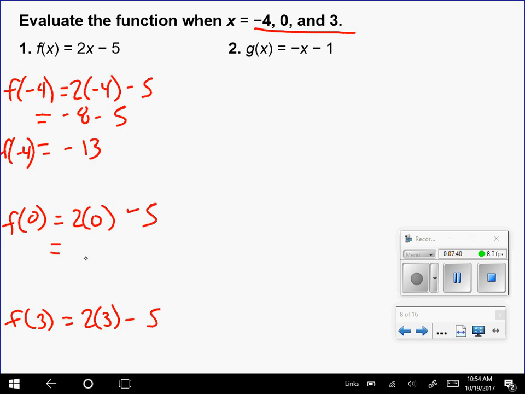2 times 0 is 0. Minus 5 would give me -5. So f of 0 is -5. And then 2 times 3 is 6. Minus 5 is 1. So f of 3 is 1. So all I did was take whatever my x value was and plug it in where I saw x in the function. So I want you to do the same thing for number 2. I want you to find g of x for -4, 0, and 3.